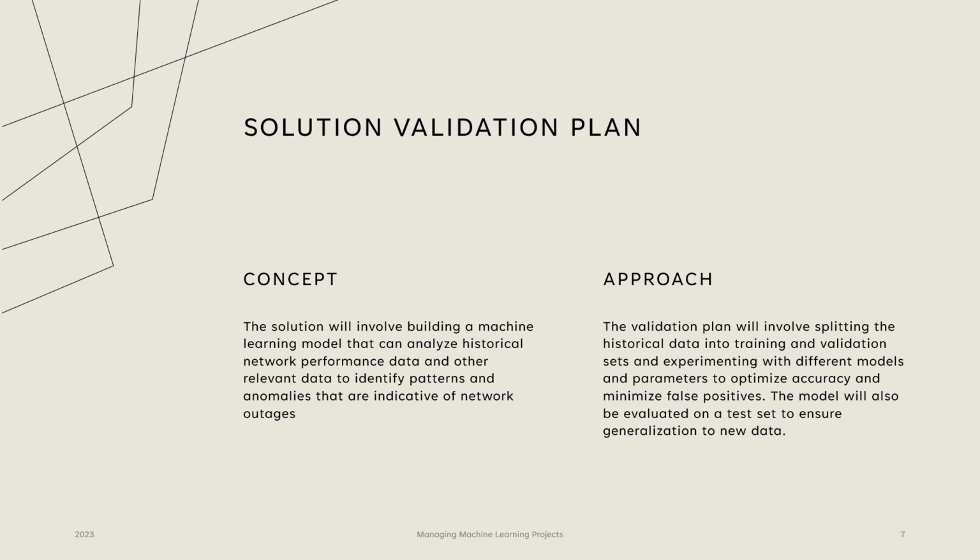The solution validation plan is going to involve a bunch of experiments with different models and parameters to optimize accuracy and minimize false positives. We'll be splitting the historical data into training and validation sets, and then evaluating the model on a test data set to make sure it can handle new data. So we'll be analyzing historical network performance data and other relevant data to identify patterns and anomalies that indicate network outage.